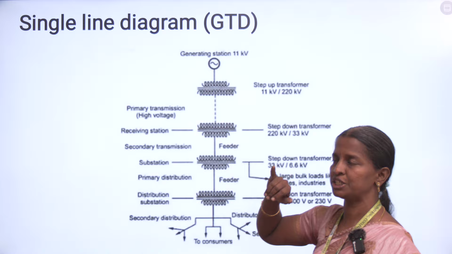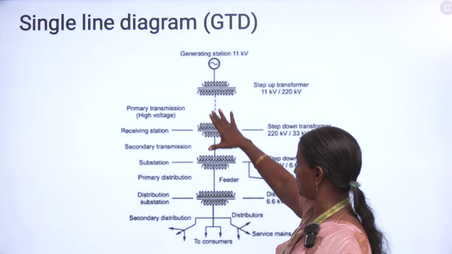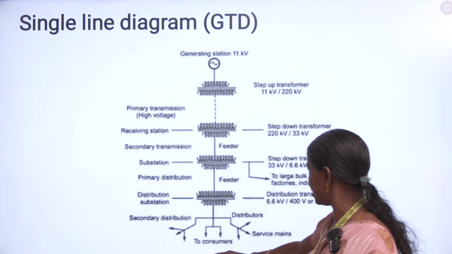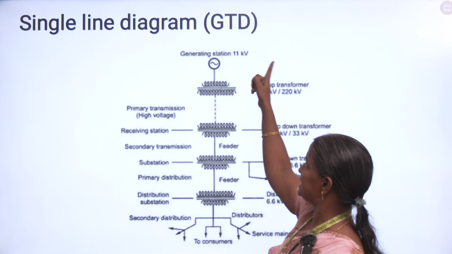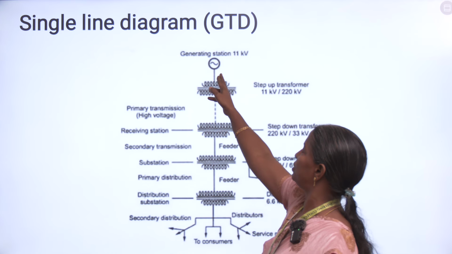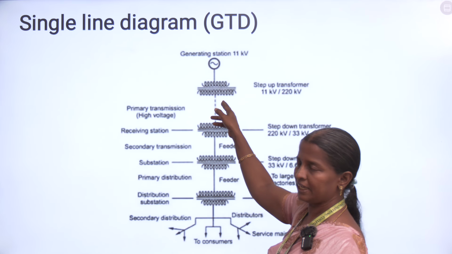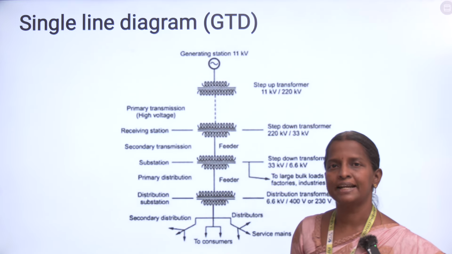This is our first substation. After that we have to transmit. This portion is generation, and up to this portion it is called transmission. After that there is a distribution here and a distribution here. That is what GTD represents. Now the generated voltage of 11 kV given to the step-up transformer will be converted into 220 kV and transmitted. This transmission is called primary transmission.